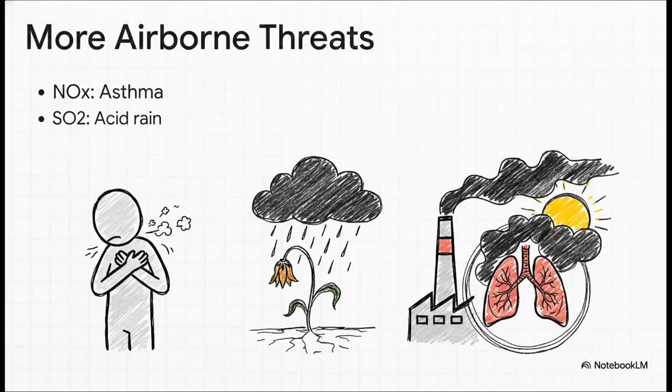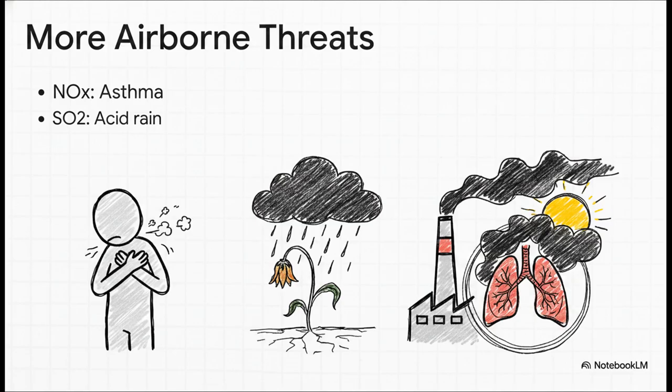Now, beyond particulates and carbon monoxide, you really must commit this crucial list of additional airborne threats to memory. First, nitrogen oxides, or NOx. These are absolutely notorious for exacerbating asthma and causing acute bronchitis.